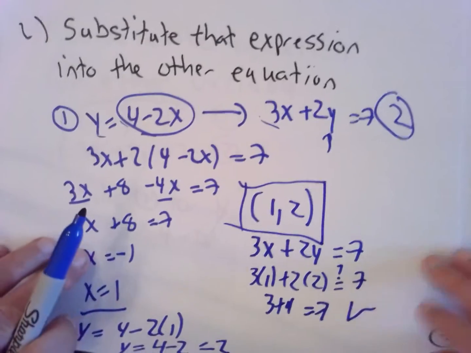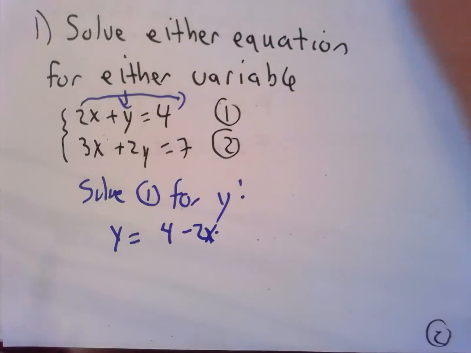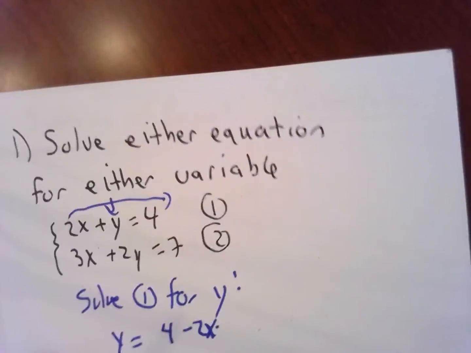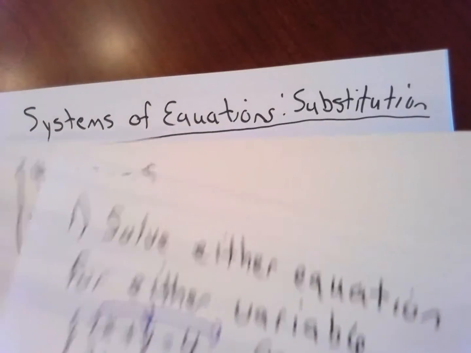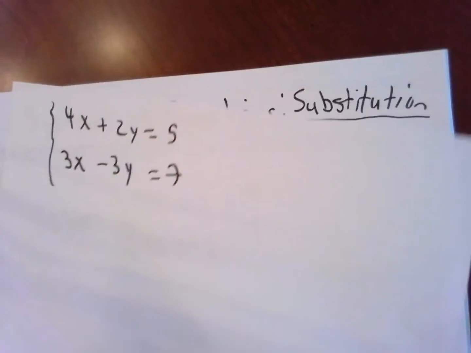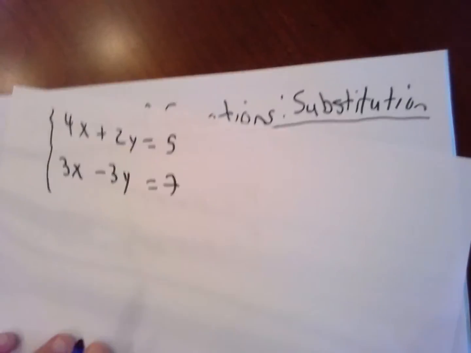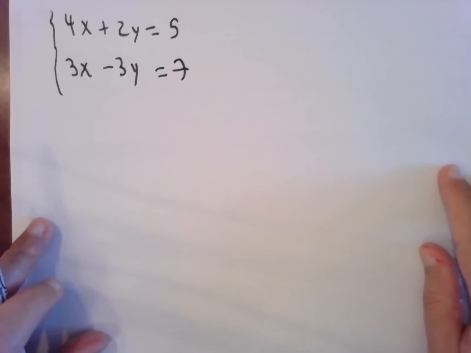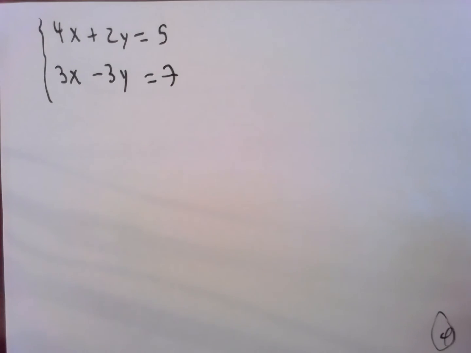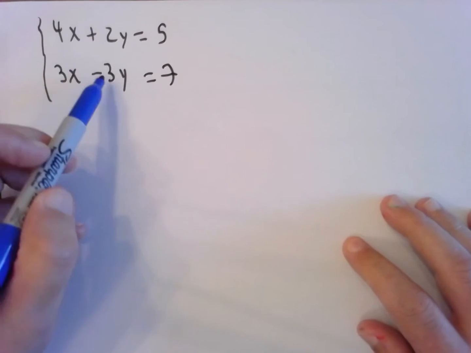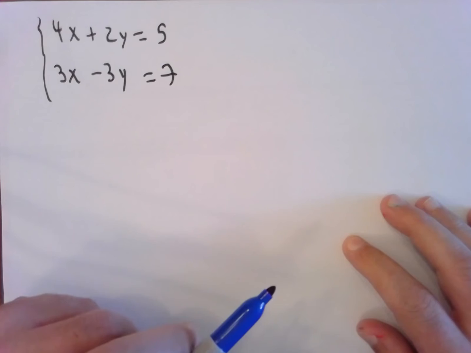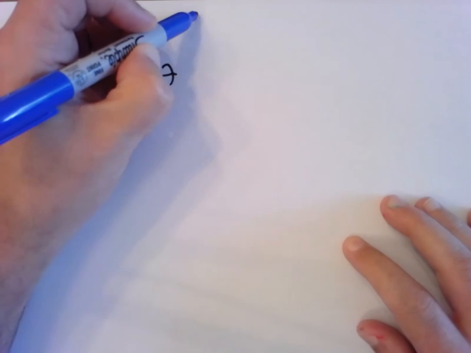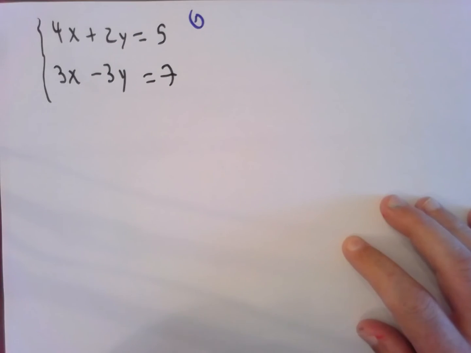Okay, that was an easy example. Now let's do, honestly, an awful example. This one will not be nearly as much fun. Get rid of all this. I don't need any of that. We're going to solve this system of linear equations using substitution. Okay, so I'm going to solve one of the equations for one of the variables. I'll solve equation number 1 here for x.